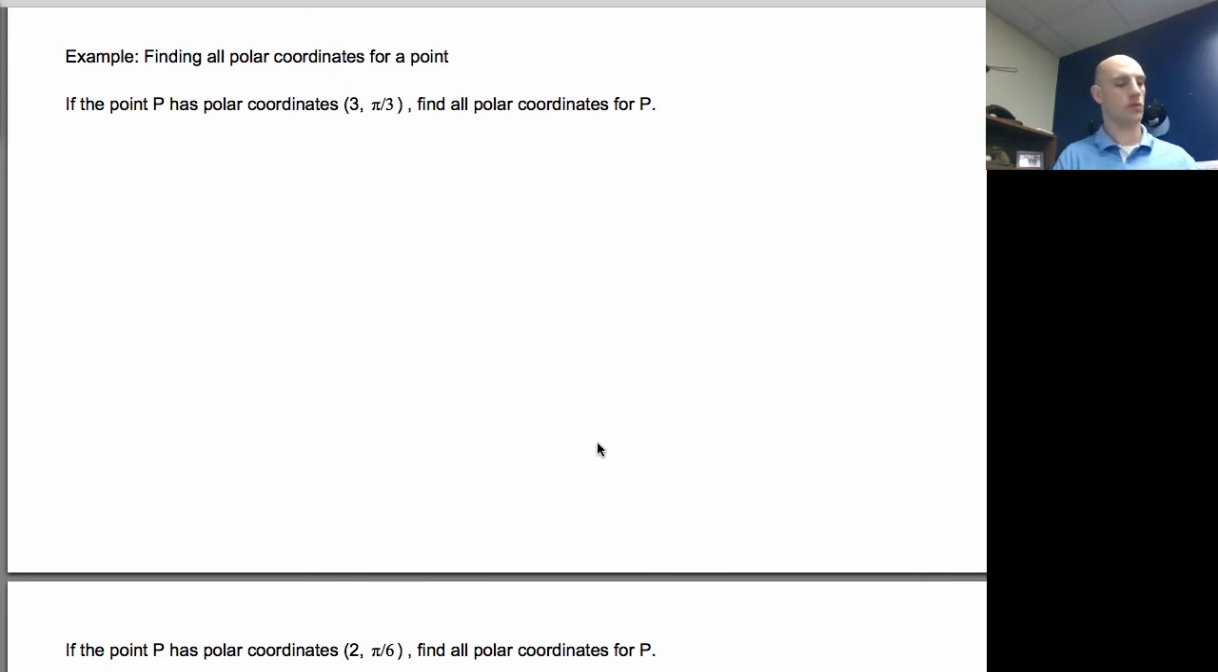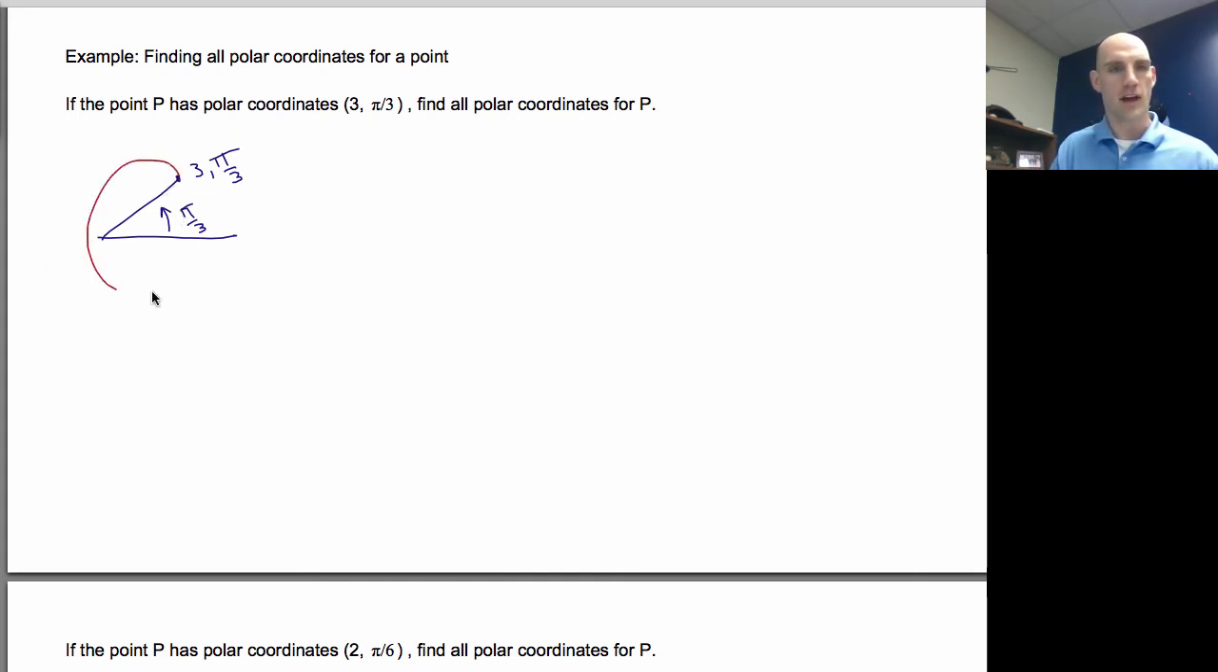So if the point has the polar coordinates 3 comma pi over 3, think about this for a second. If I've got 3 comma pi over 3, it opens up this way, pi over 3. Okay, so what else could happen? Well, as we know, since it's a pole, it goes around and around and around. One of the things that we need to understand is there's more than one. In fact, there's infinite. And so one of my possibilities is that it goes all the way around again.